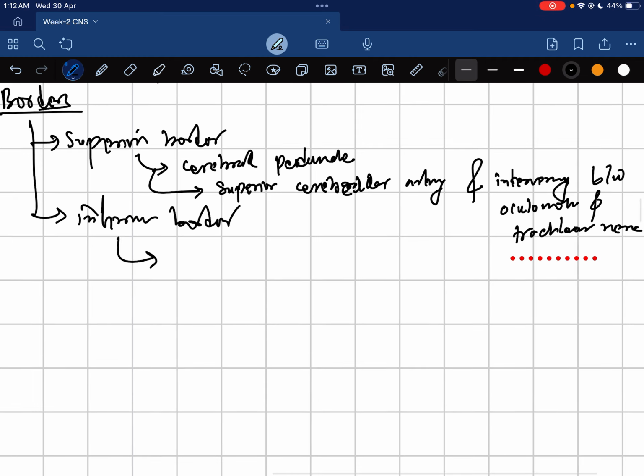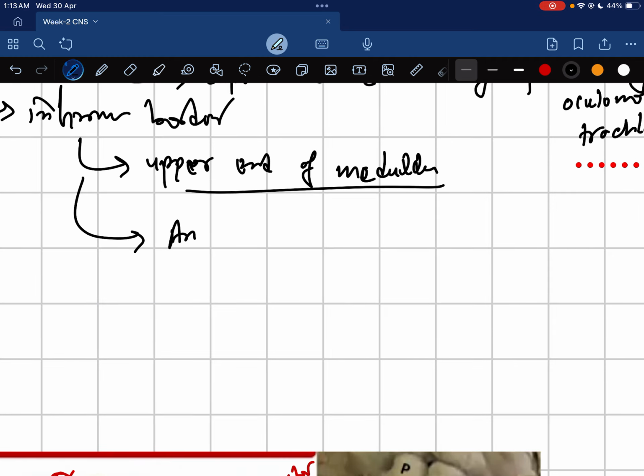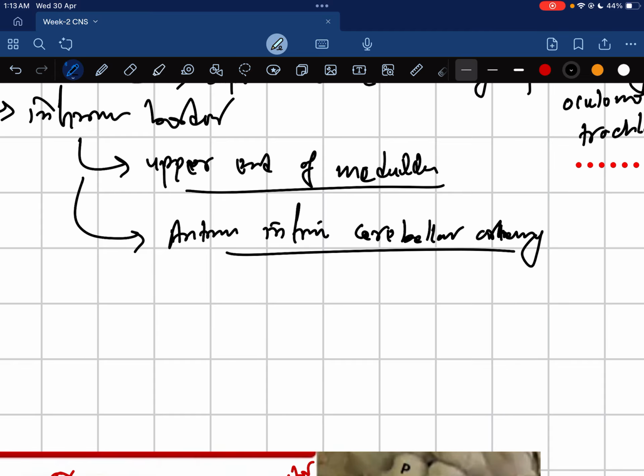Regarding the inferior border, the upper end of the medulla is continuous with this border, and the anterior inferior cerebellar arteries curve around this border.